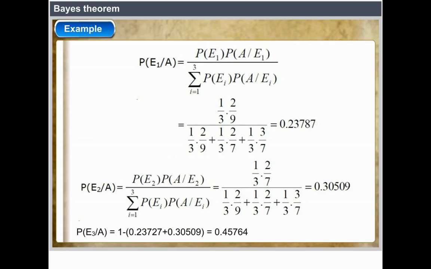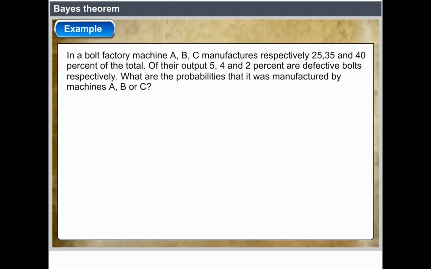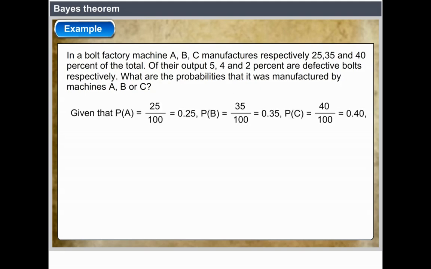Example: in a bolt factory, machines A, B, C manufacture respectively 25, 35 and 40% of the total of their output. 5, 4 and 2% are defective bolts respectively. What are the probabilities that a defective bolt was manufactured by machines A, B or C? Given that P of A equal to 25 by 100 equal to 0.25, P of B equal to 35 by 100 equal to 0.35, P of C equal to 40 by 100 equal to 0.40. Let D be the event which denotes the defective bolt.